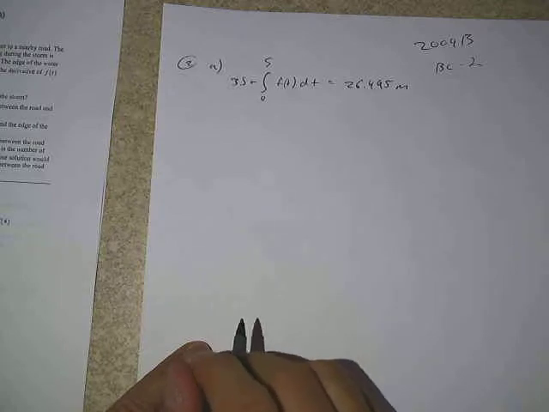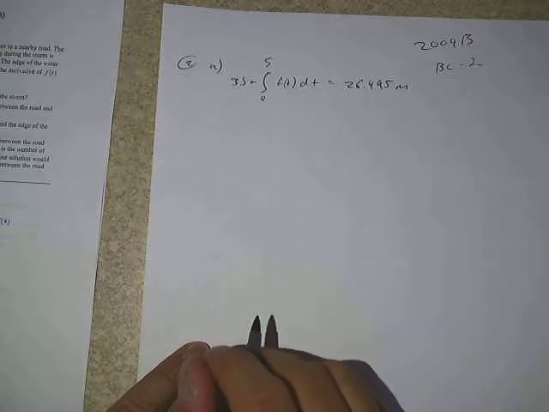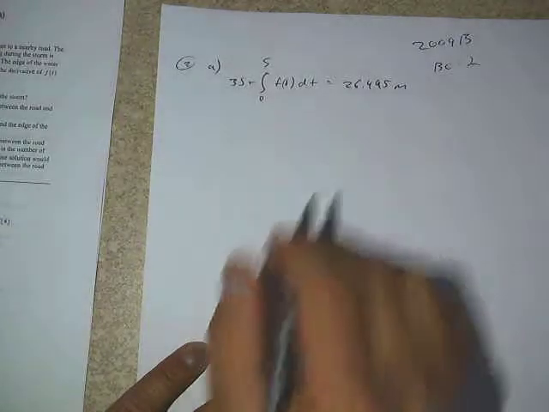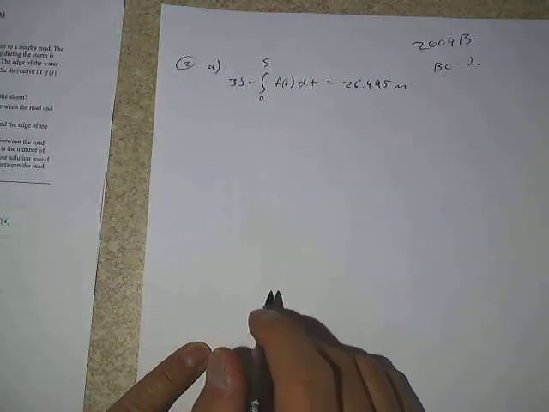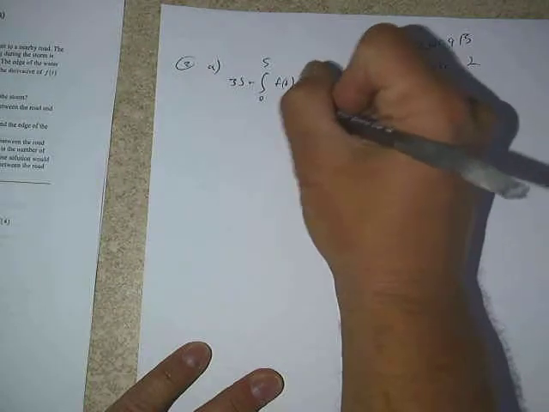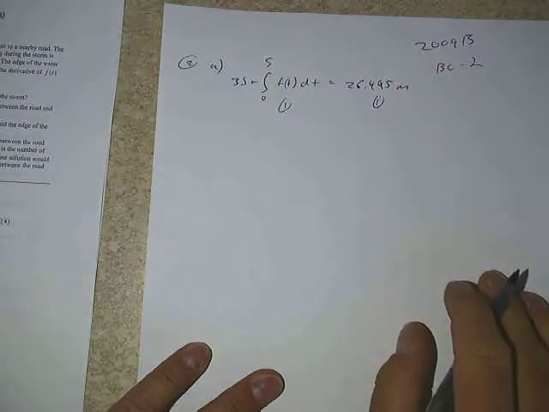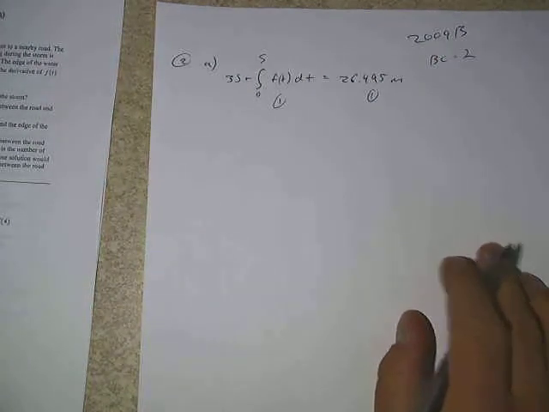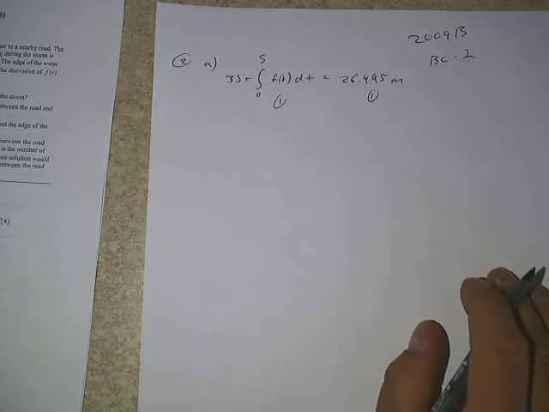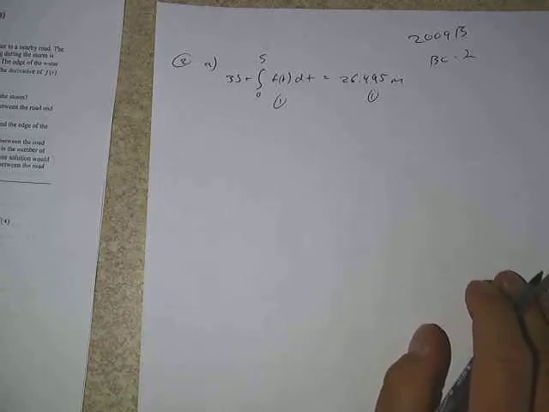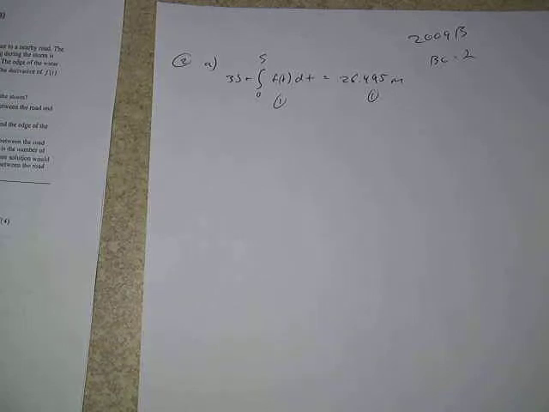And keep in mind, though, that it was 35 from the road, so we need to take that into account at the beginning. And then we do the math on that, it turns out to be 26.495 meters. So at the end of the storm, that water has gotten closer to the road by 8 and some change. One point for the integral, one for the answer, point break down there.